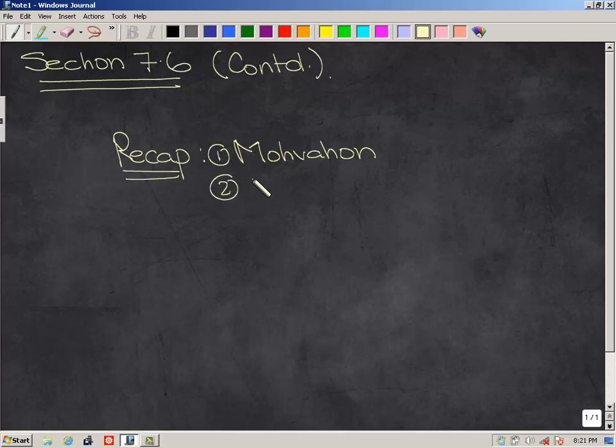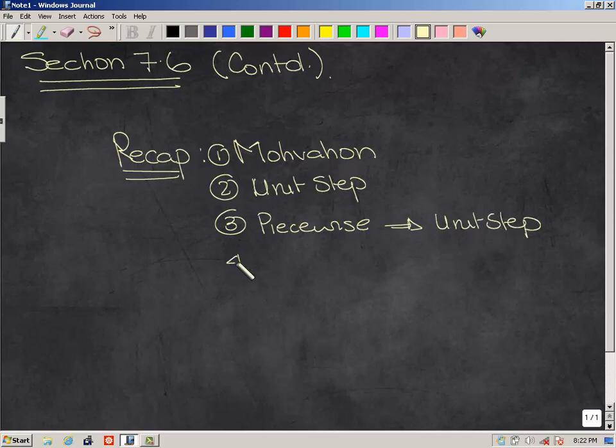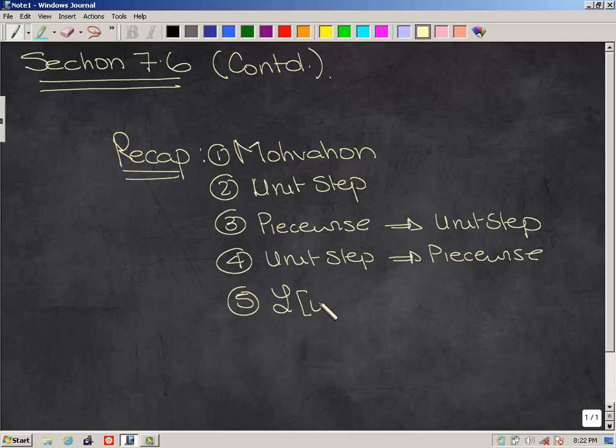Then we looked at what a step function is, the unit step function. Then we took a look at how to take a piecewise function and write it as a step function, unit step function. And then we also took a unit step function and wrote it as a piecewise function. And lastly, we found the Laplace transform of the unit step function. So these are the things we did last time, and we want to build on that.